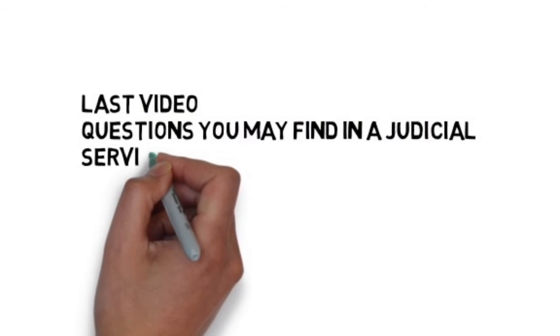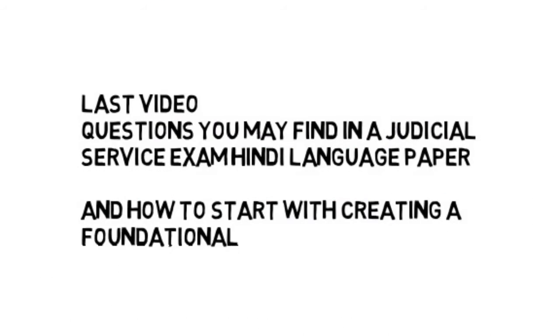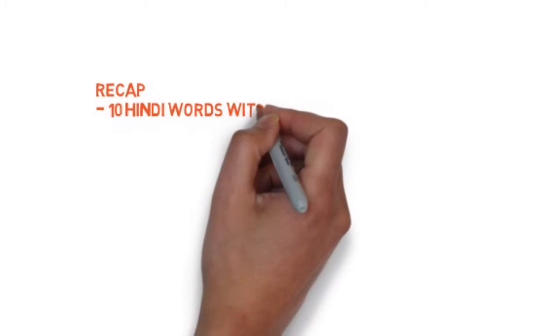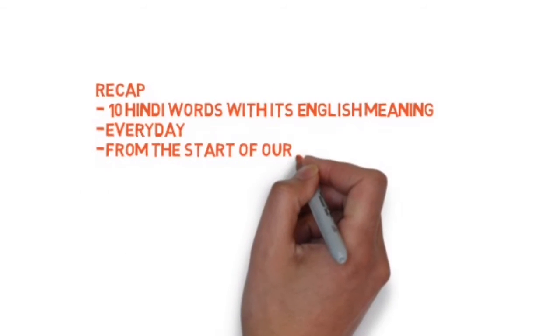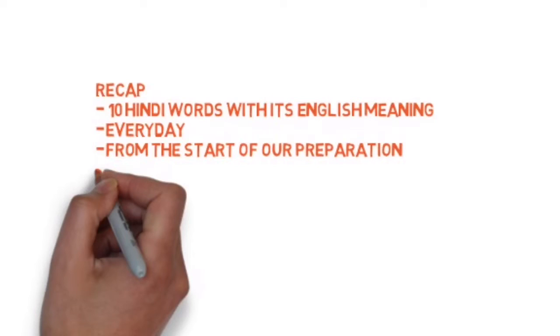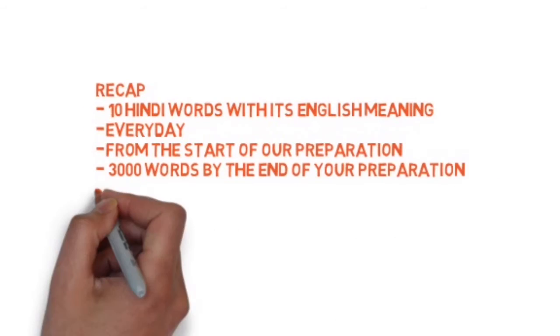In the last video, we discussed the kind of questions that you may find in a judicial service exam on a Hindi language paper and how you should start by creating a foundational resource for all your important Hindi words. So here's a quick recap of the last video. To get a strong foundation in Hindi, you need to start doing 10 Hindi words with its respective English meaning every day. And you need to do this from the beginning of your preparation. This will help you in creating a comprehensive resource of about 3,000 words by the end of your preparation.